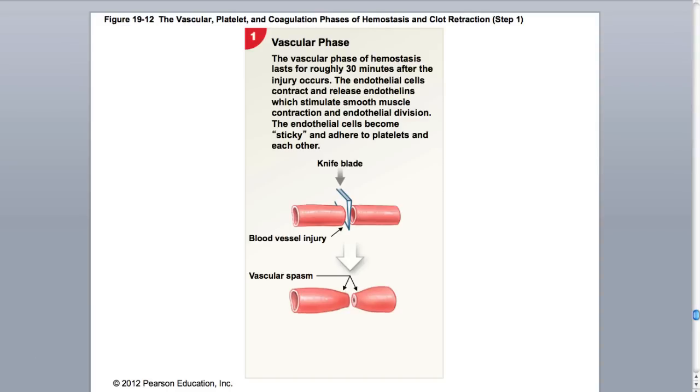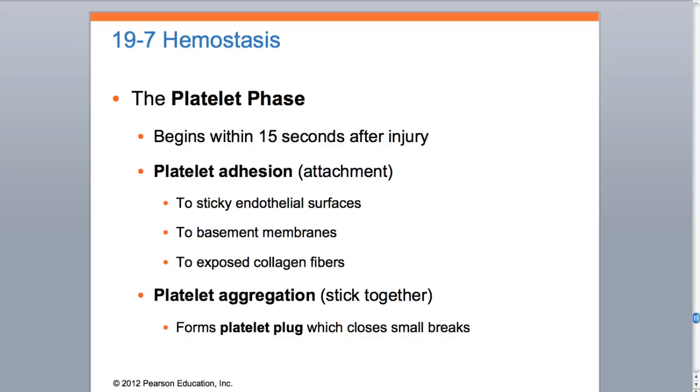Okay, now I'm moving to the second phase of hemostasis, which is platelet phase. Now, I would take platelet phase and break it down into three Roman numerals. The first Roman numeral under platelet phase is platelet adhesion, where a platelet will actually stick to the walls of your blood vessel because that blood vessel is damaged. So platelet adhesion is Roman numeral 1 under platelet phase. So the platelets are sticking to the walls of the damaged blood vessel.